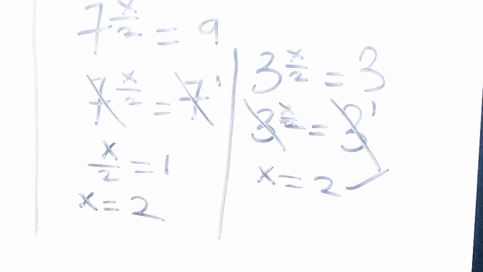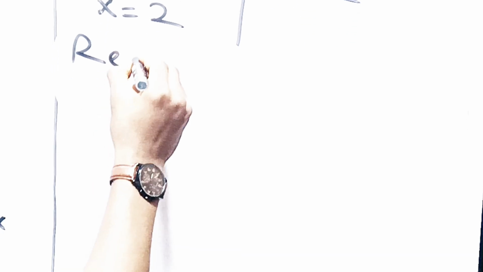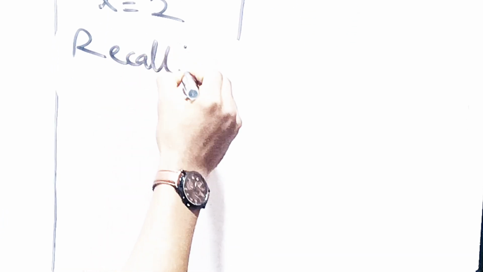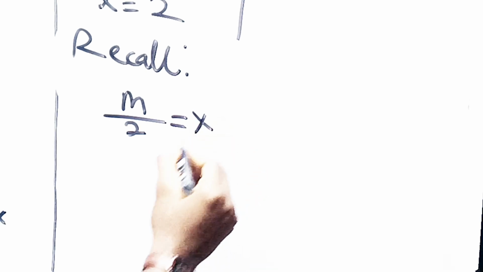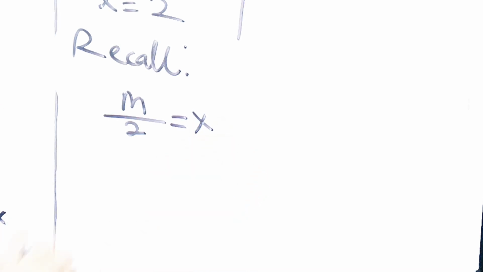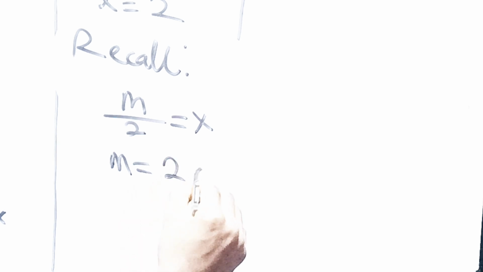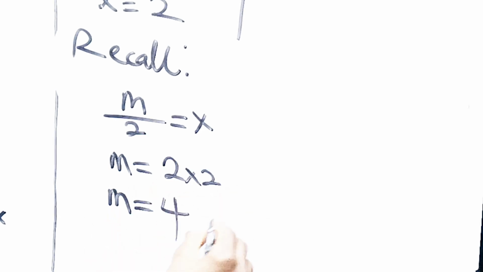But then recall that m over 2 is equal to x. Okay, from the beginning. Now, m here will become equal to, x is 2, so we have 2 multiplied by 2, hence m here is equal to 4.